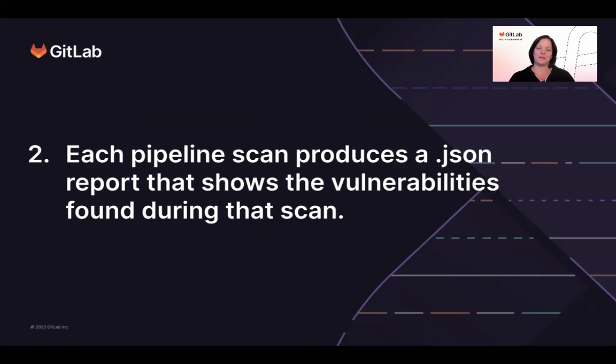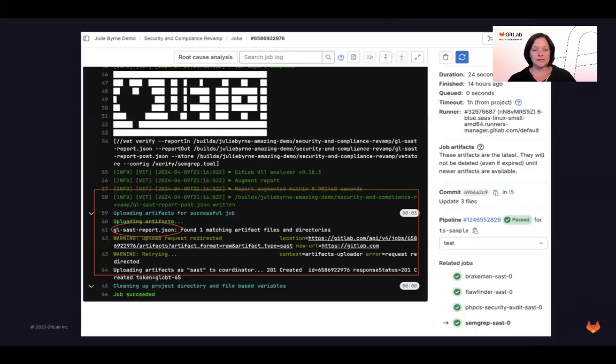Rule number 2. Each pipeline scan job produces a JSON report that shows the vulnerabilities found during that scan. So as you go look at the pipelines, you want to look at each job that ran. On the security tab, you will see an option to download each of the vulnerability reports in JSON format. You will see, as part of the job log, that the appropriate JSON report is uploaded as an artifact for that job as part of that pipeline.